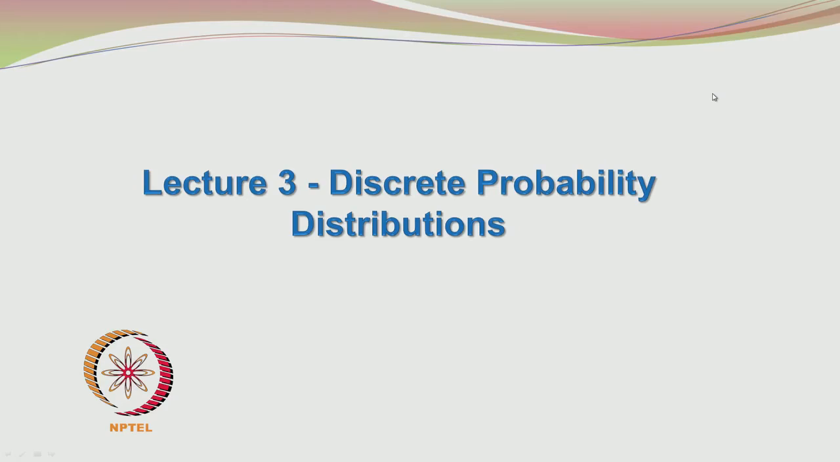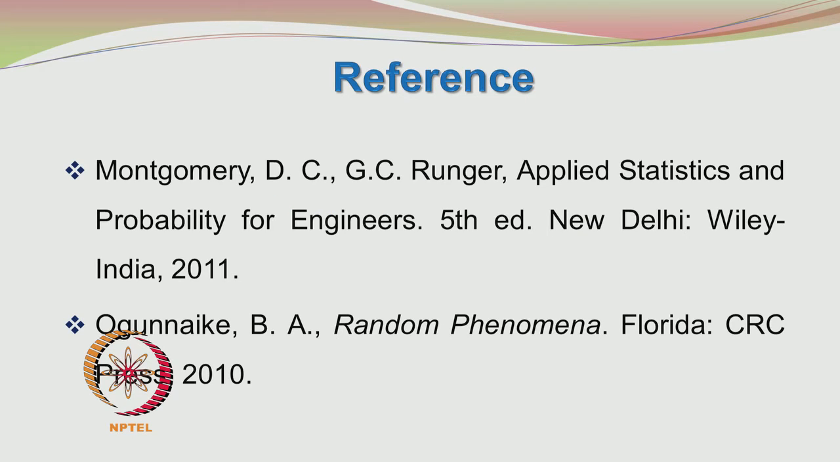We will be going to the next lecture today. We will be discussing discrete probability distributions. The reference books for this topic are presented here. Montgomery and Runger's book, Applied Statistics and Probability for Engineers, 5th edition, Wiley, India, 2011. And then you have the book by Ogunnaike, Random Phenomena, by CRC Press.